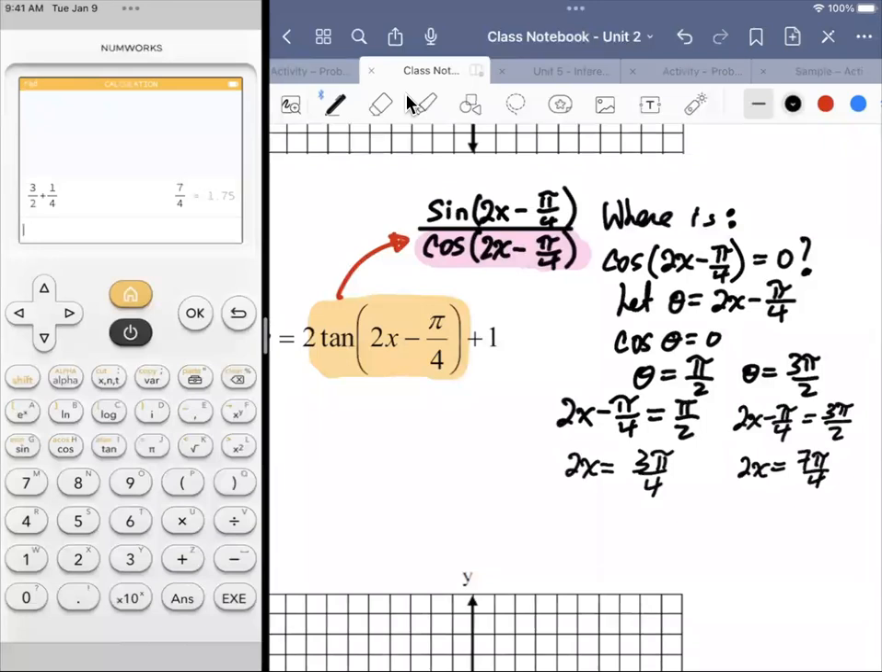So then I'm going to divide both sides by 2. All right, so it's going to be 3 pi over 8 and 7 pi over 8.